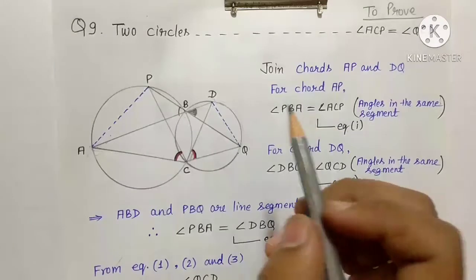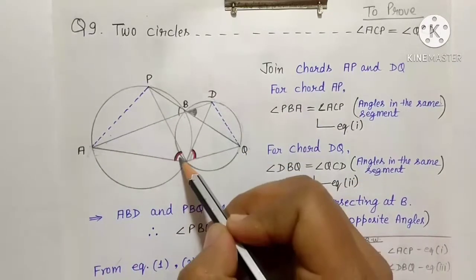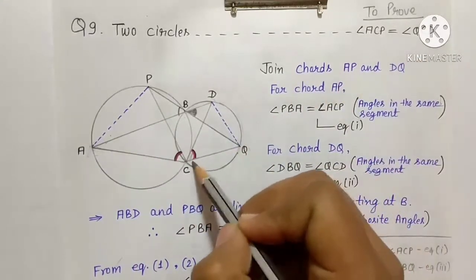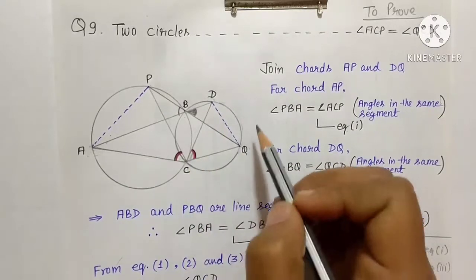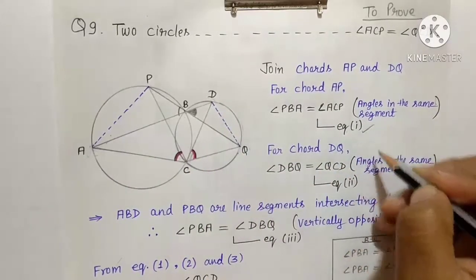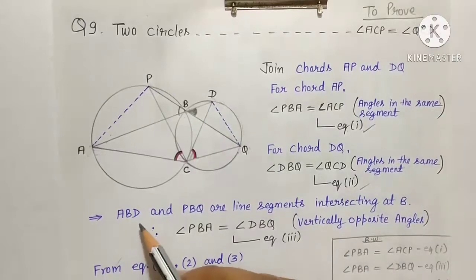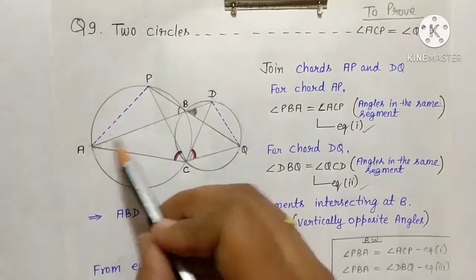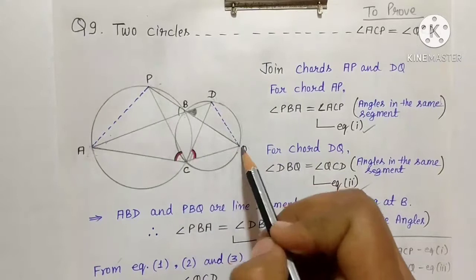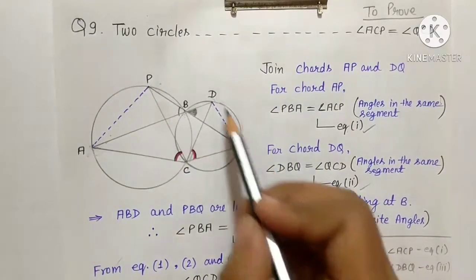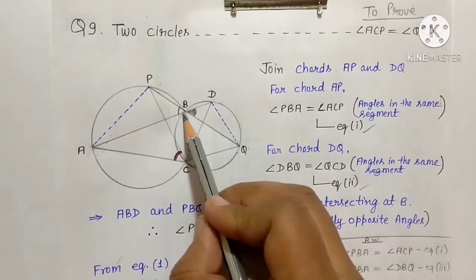And remember what we have to prove? We have to prove that angle ACP, this red, equals angle QCD. These two angles we have to prove equal. So we have made two equations, first equation and second equation. Now ABD and PBQ, these are the line segments which are intersecting at which point? At point B.